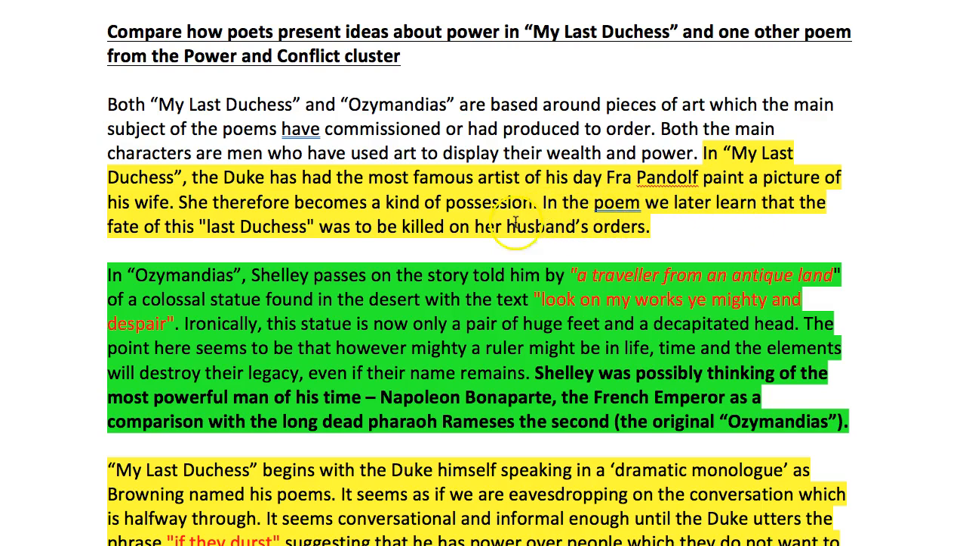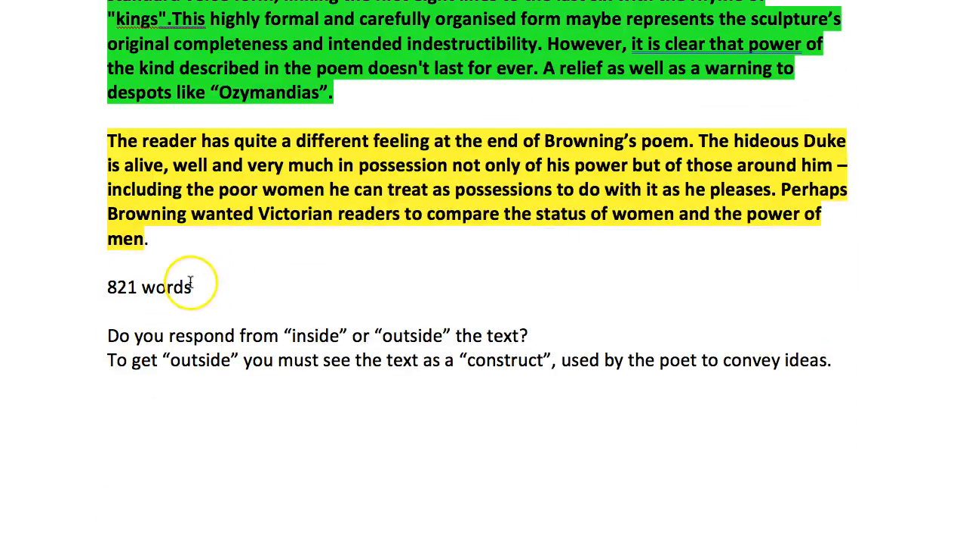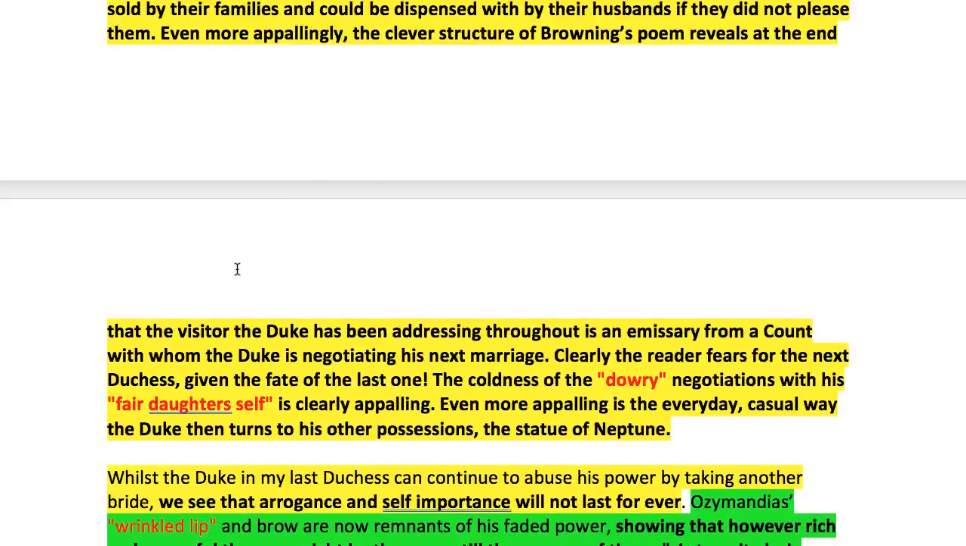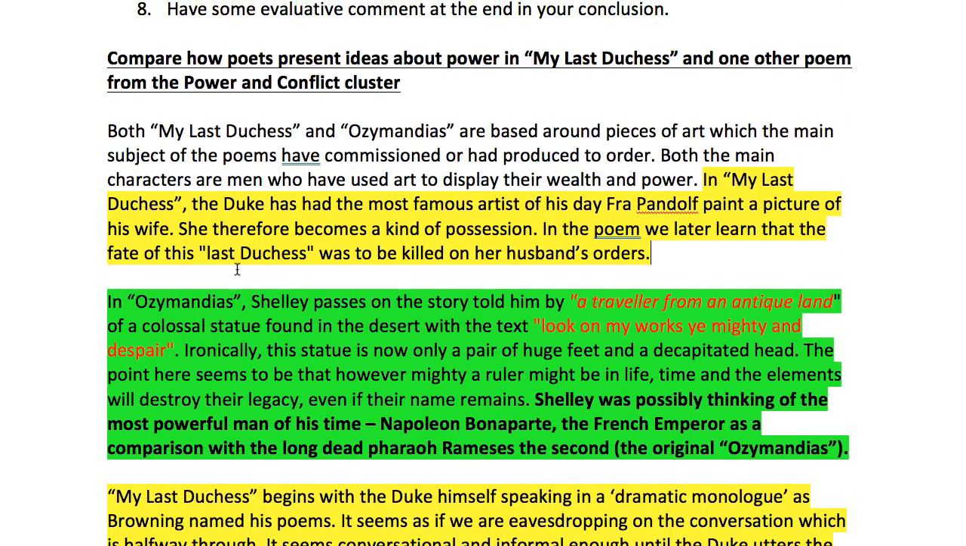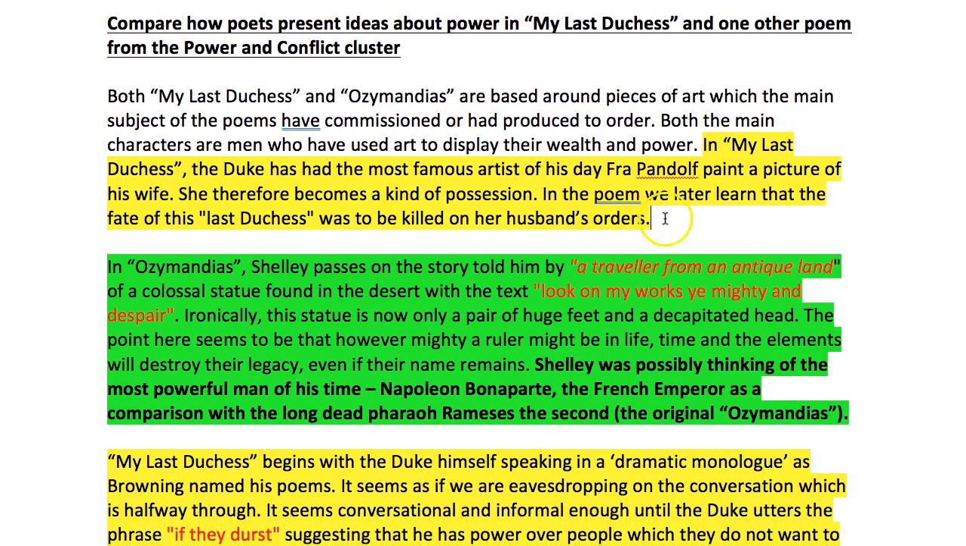In the poem, we later learn that the fate of his last duchess was to be killed on her husband's orders. And then he needs a quotation here, really, doesn't he? But he hasn't put it in. So because he can write 821 words, he can get away with that because he will show the skills later, but you won't be writing as much, and therefore you can't get away with that. You need the quotation about him giving commands, then all smiles stop together, or that line about the half flush dying on her throat, which is an allusion to how he's had her killed, possibly through strangulation.